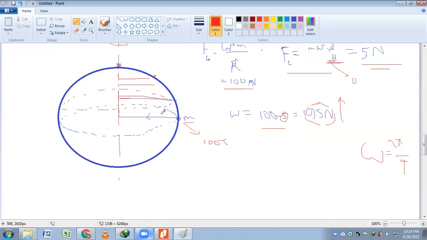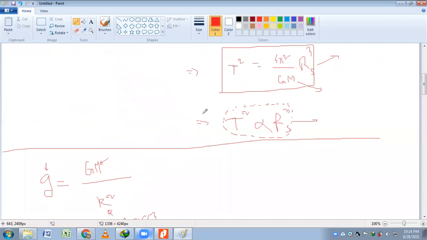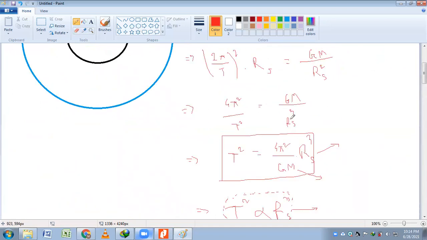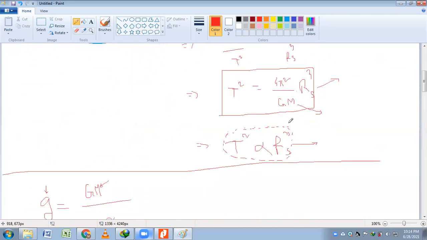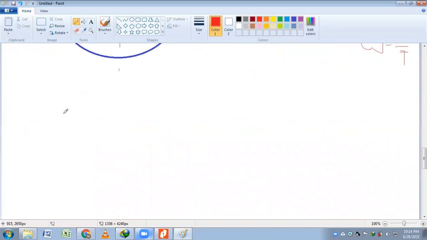Next, there are two things I'm going to derive. One is what we call escape velocity, and another one is the linear velocity for a satellite. Actually, the linear velocity of a satellite could be derived directly from here. Should I try it from here? Never mind, I'll do the two separately.